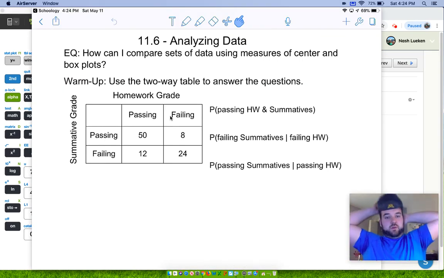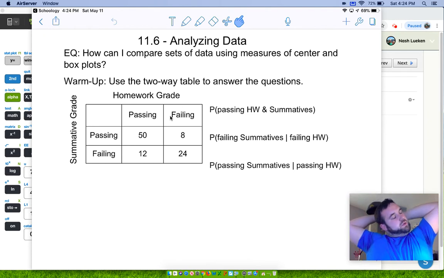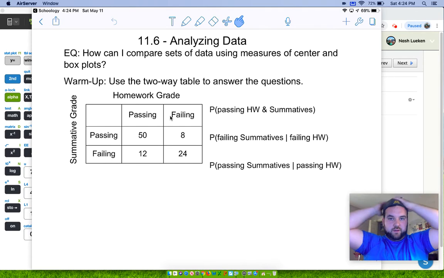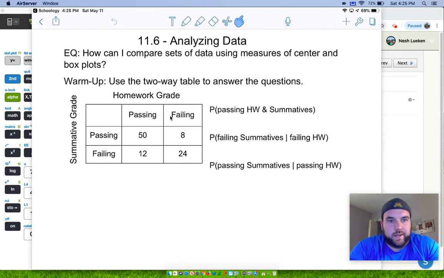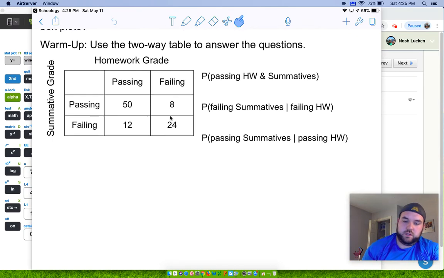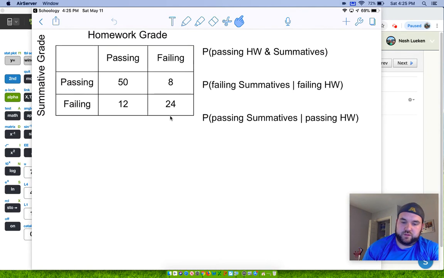Last section of chapter 11 is 11.6. We kind of go away from the probability stuff for just a little bit and talk about some statistics things and ways to measure data. So our EQ is how can I compare sets of data using measures of center and box plots. So as a warm-up, we're going to use this two-way table to find some probabilities real quick.